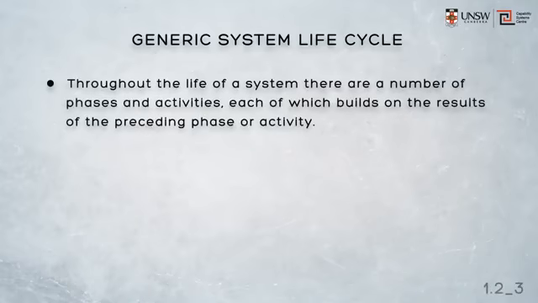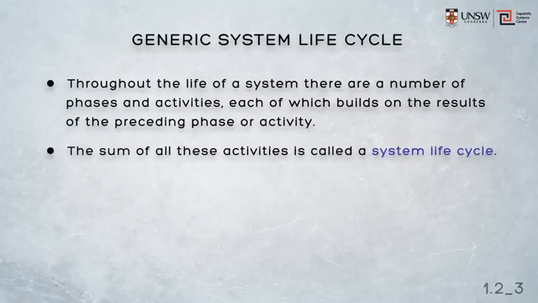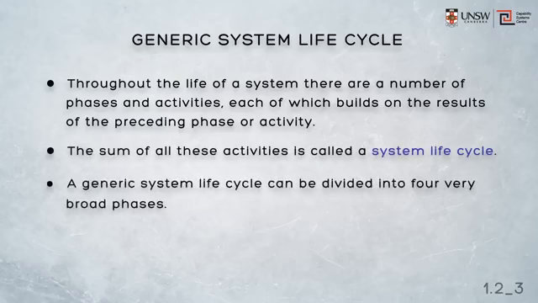Throughout the life of a system, therefore, there are a number of phases and activities, each of which builds on the results of the preceding phase or activity. Now, the sum of all these phases and activities is called a system life cycle, which can be described in a model that has four very broad phases.